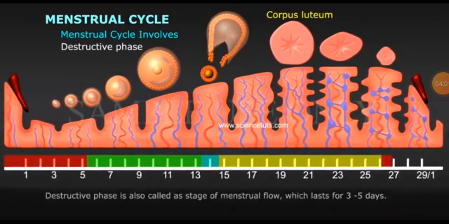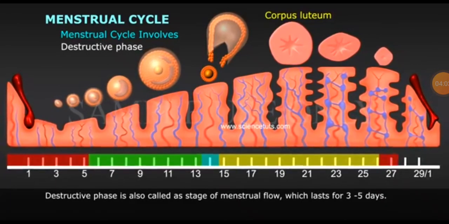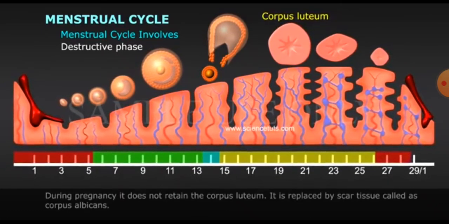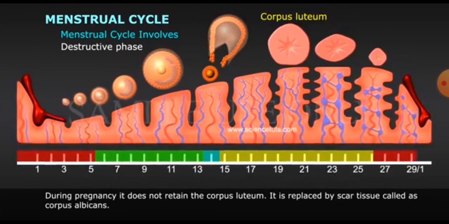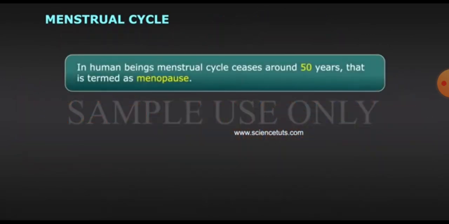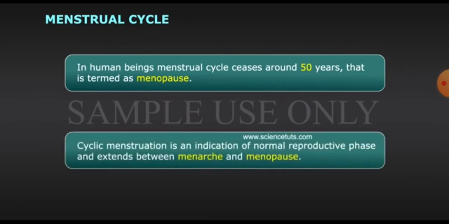Destructive phase. Destructive phase is also called as stage of menstrual flow, which lasts for 3 to 5 days. During pregnancy, it does not retain the corpus luteum. It is replaced by scar tissue called as corpus albicans. In human beings, menstrual cycle ceases around 50 years. That is termed as menopause. Cyclic menstruation is an indication of normal reproductive phase and extends between menarche and menopause.